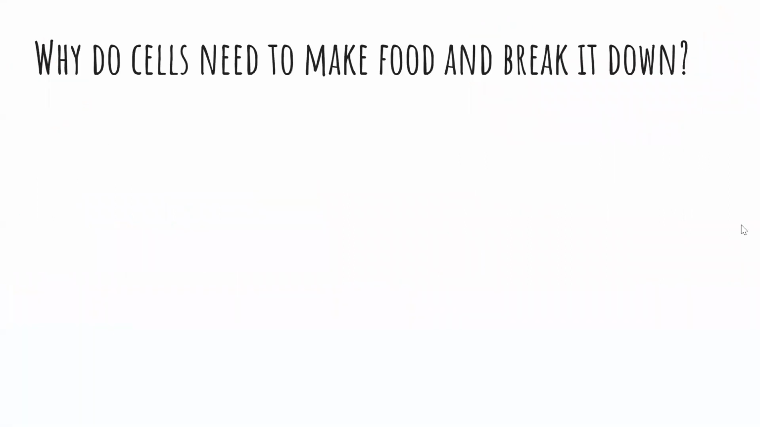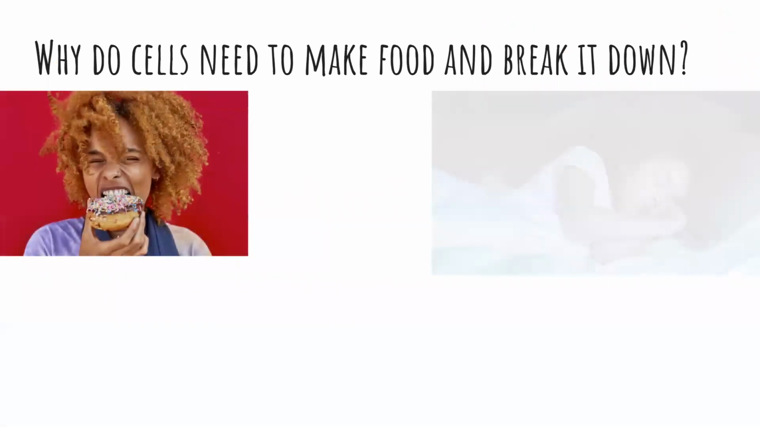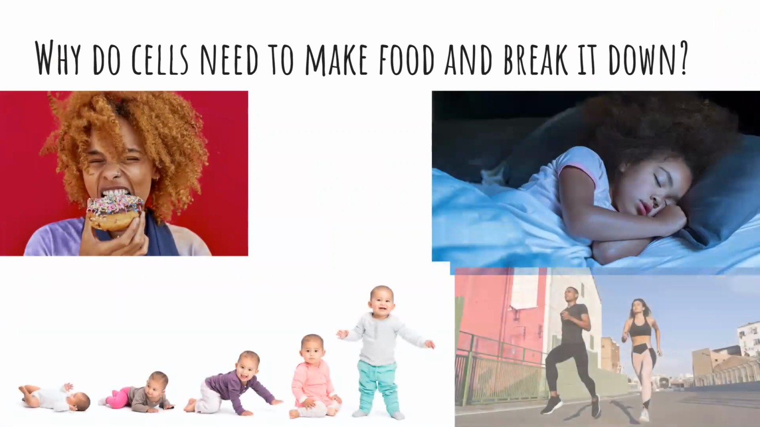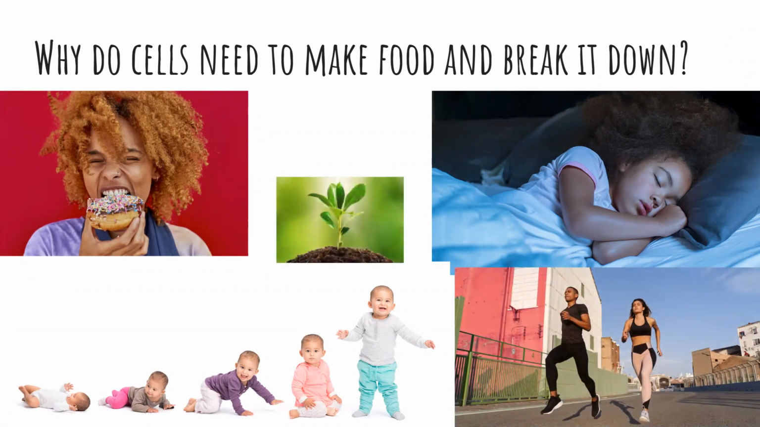So first, let's ask ourselves, why do cells need to make food and break it down? Why do organisms need to make food and break it down? What's the whole point? Well, let's think about some of the life processes that we have. I like to eat. Do you like to eat? I like to sleep. I like to grow. I like to get outside, exercise, run, be active. Even plants grow and live and survive. So why do our cells need to make food and break it down? Because these processes help our organisms to live, grow, and reproduce, to carry out regular life processes.